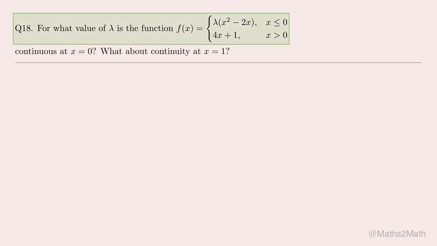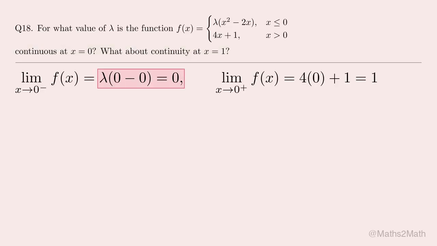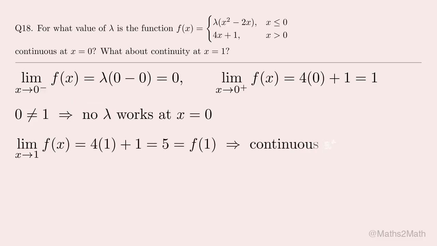Question 18. A parameter lambda scales the left piece, and we must ask whether any lambda makes f continuous at 0, then look separately at x equals 1. Careful here. The left piece vanishes at 0 no matter what lambda is. At 0, the left limit is lambda times 0 minus 0, which is 0 for every lambda. The right limit is 1. 0 can never equal 1, so no value of lambda makes f continuous at 0. At 1, the function is the single polynomial piece for x plus 1, so f is continuous there for every lambda. Limit and value are both 5.